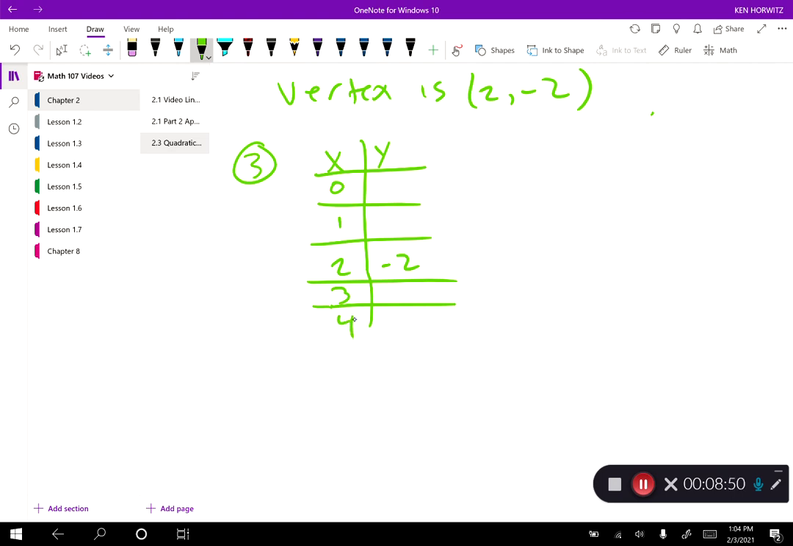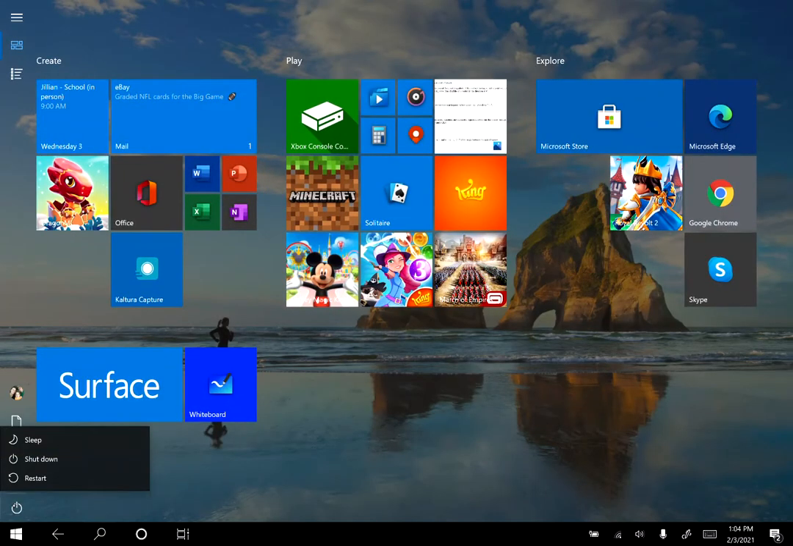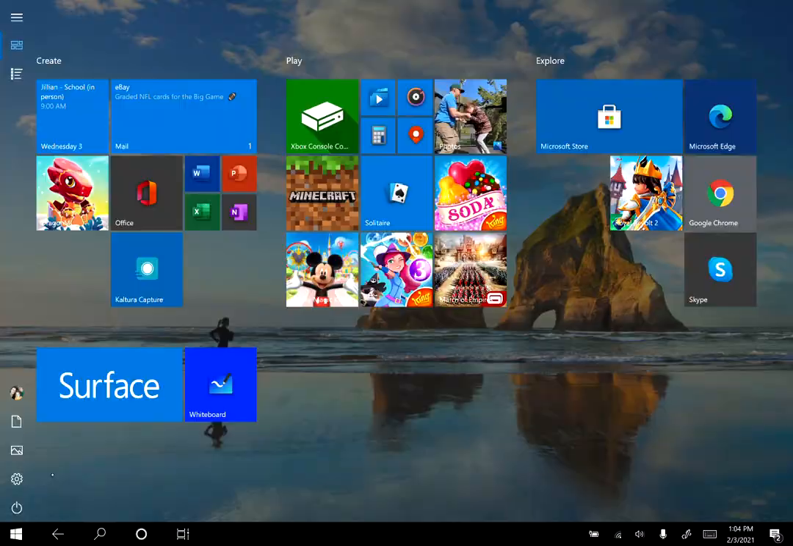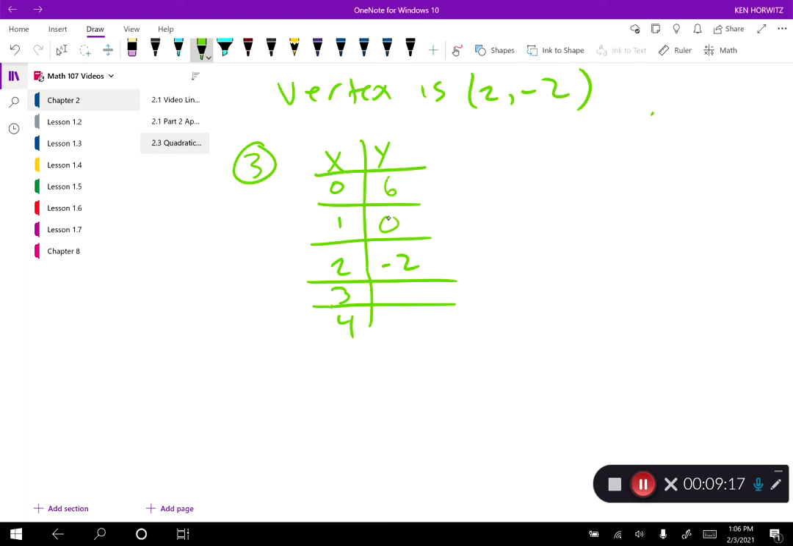all right, that's basically what our table is going to look like. We put our vertex in the center, and then we flank it with 2 extra points each. So why don't you do this? Why don't you fill in the table, and again, we'll check our answers. All right, so hopefully you paused the video, and you took your x values and ran them through the original equation. I got 6 here, 0 here, 0 here, and 6 here.